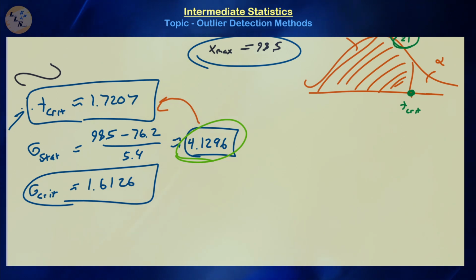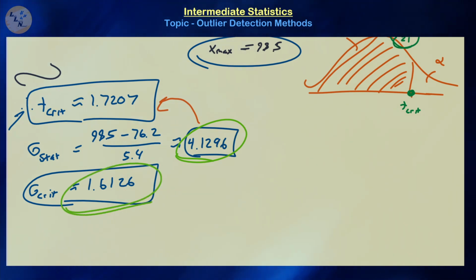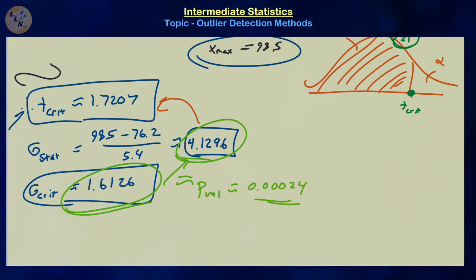If it is, then we're going to accept the claim or believe or have evidence to believe that that point actually is an outlier. So we're going to be rejecting the claim that it is not an outlier. So how large is large? Larger than 1.6, and 4.1 is definitely larger than that. You can actually construct a p-value associated to this. So p-value is approximately equal to 0.00024, which is technically close to 0.